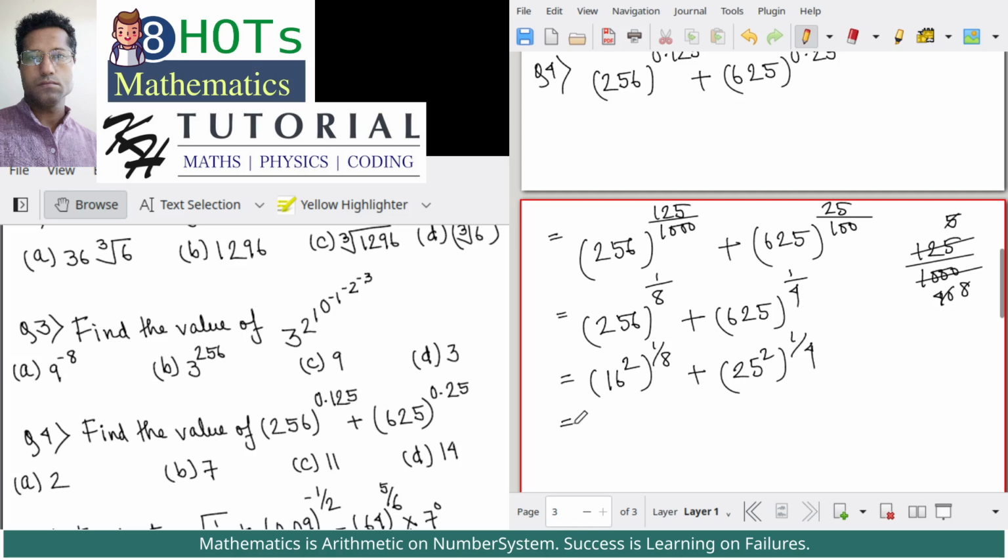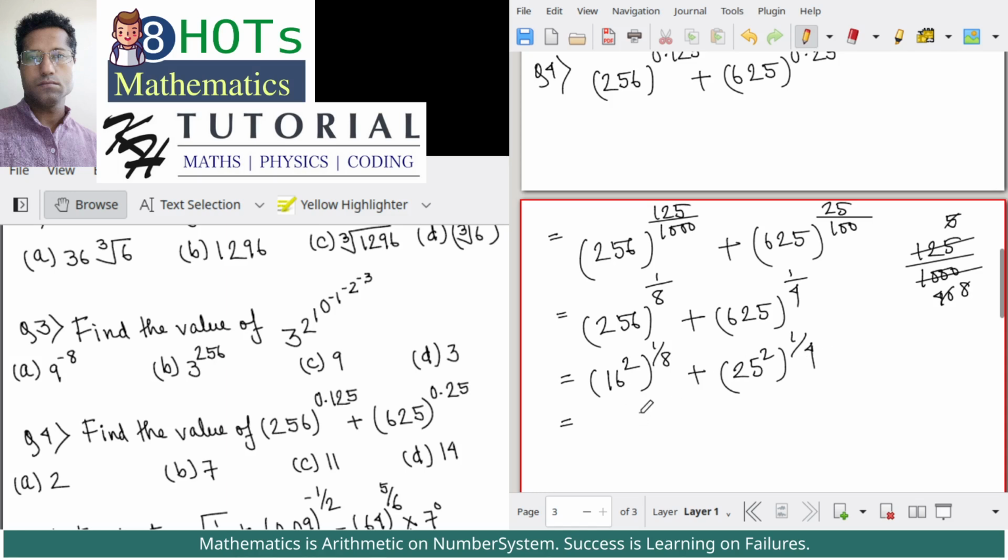Because as of now 2 multiplied by 1 by 8 is 1 by 4, still the power is not integer, it is rational. I have to make the power integer so that these two terms will become integer, because any integer raised to the power integer will always be some natural number or integer. Similarly, the 25 square is raised to the power 1 by 4. So 2 multiplied by 1 by 4 is half. It is not an integer. Okay. So what will I do?